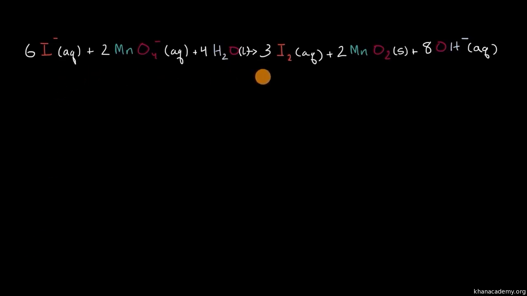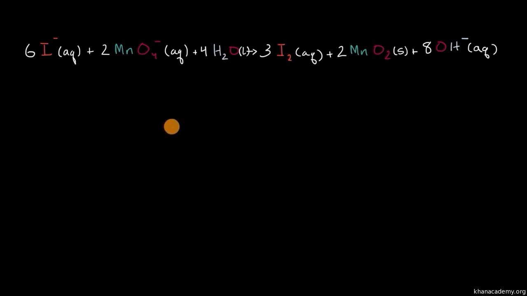What we have here is a reaction that involves iodine, manganese, oxygen, and hydrogen. And what we want to do in this video is think about which of the elements are being oxidized in this reaction and which of the elements are being reduced in this reaction. Pause this video and see if you can figure that out before we work through it together. All right, now let's work through it together.